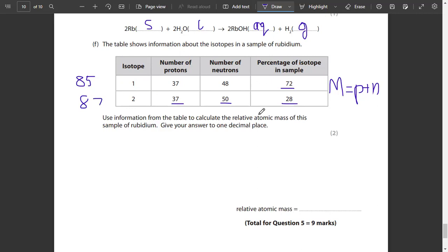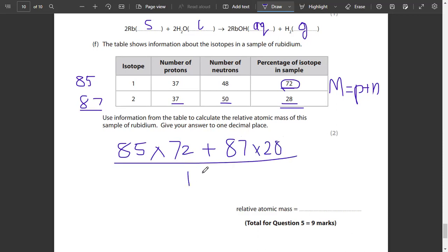Now how are we going to calculate the relative atomic mass? 85 multiplied by the percentage plus 87 multiplied by its percentage, divided by the sum of percentages, which is 100. Answer आपके पास आ जाएगा of relative atomic mass, which is 85.6. And this is the end of your worksheet.